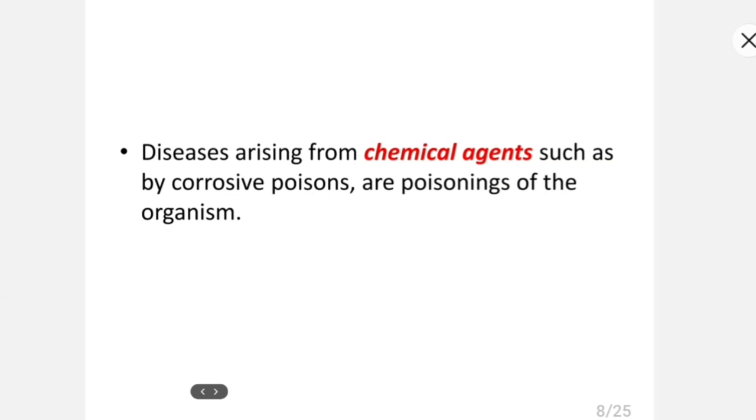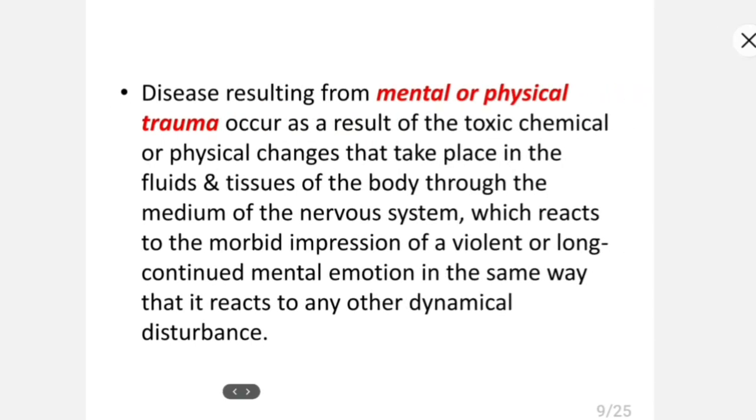And diseases arising from chemical agents, such as corrosive poisons, are poisonings of the organism. Of course, if we have taken a certain poisonous thing, it will react and we will have certain changes. It is a direct change, and we can call it direct intoxication. Because of the influence of that chemical agent, this disease has happened. So here also we can regard diseases as intoxications.